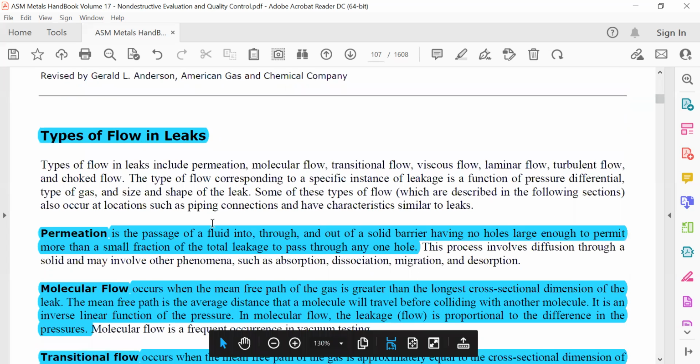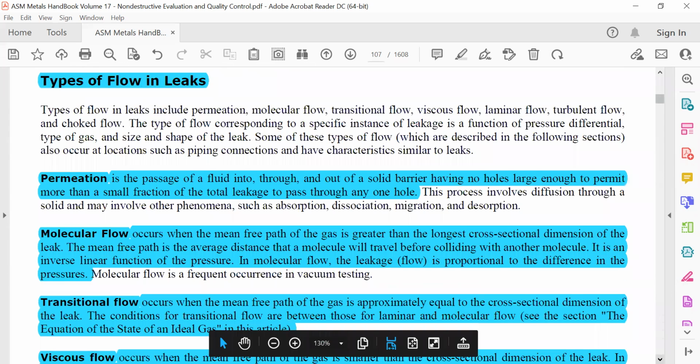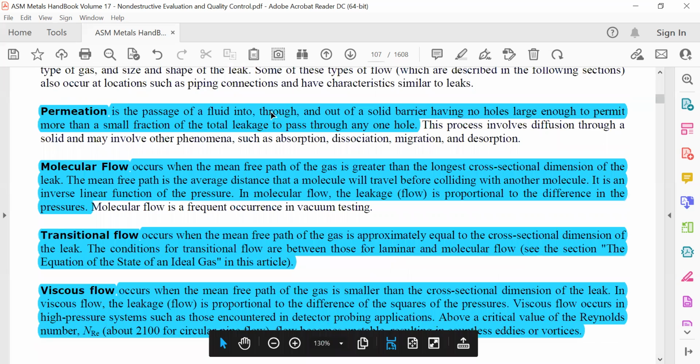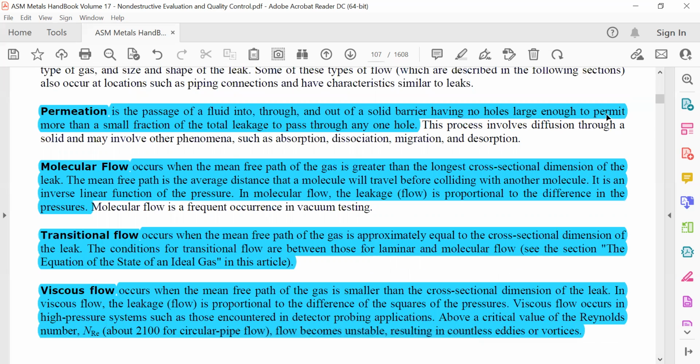Types of flow in leaks: permeation, the passage of a fluid into, through, and out of a solid barrier having no holes large enough to permit more than a small fraction of the total leakage to pass through any one hole.